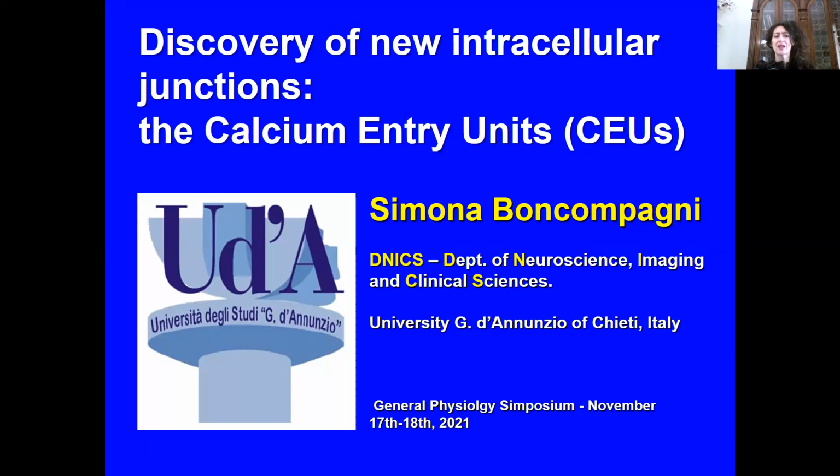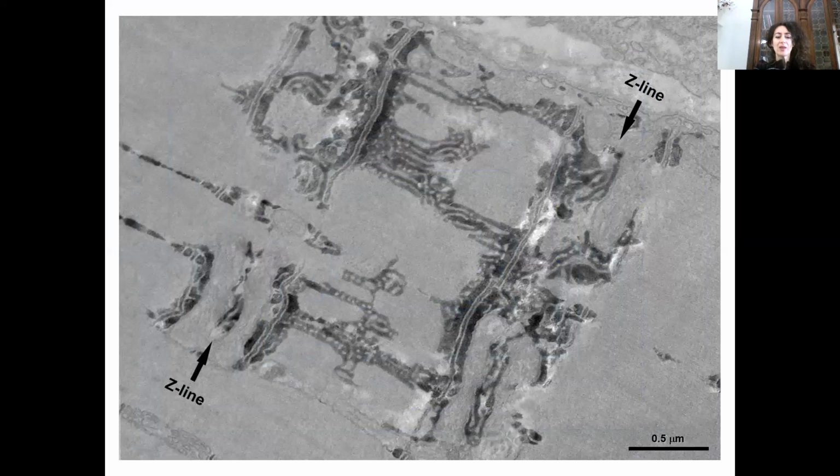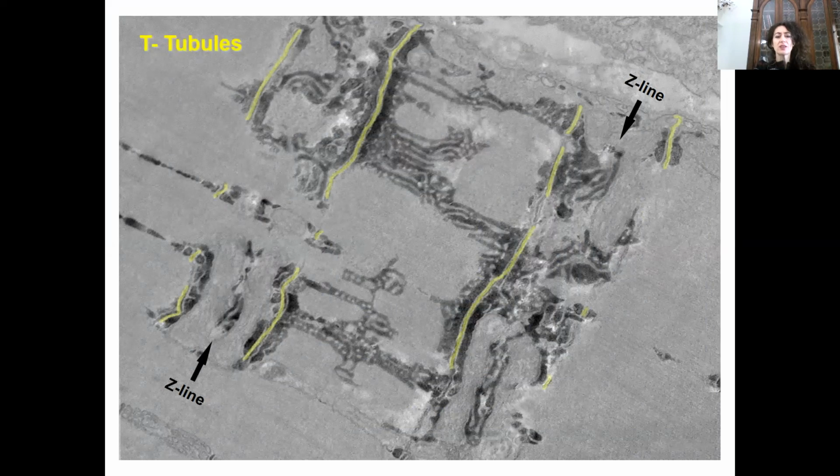Today, I will talk about calcium-entry units, new intracellular junctions recently characterized by our laboratory. The sarcoplasmic reticulum of skeletal muscle fibers is composed of two main domains. Those regions that are closely associated to the tubules, marked in yellow, are named the terminal cisternae or junctional SR. These regions are darker because they contain calsequestrin, a protein that accumulates calcium in proximity of the sites of calcium release, the ryanodine receptors.